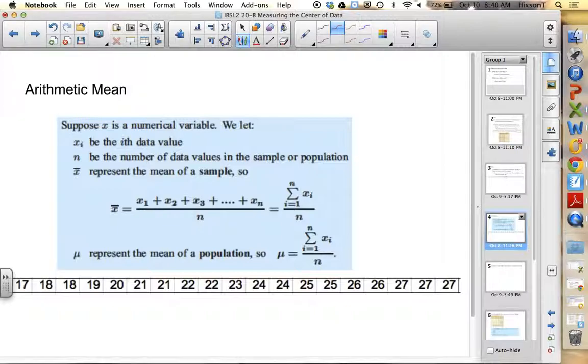This is an arithmetic mean. Okay? And here, though, I would like you to make sure that you pay close attention to the notation.